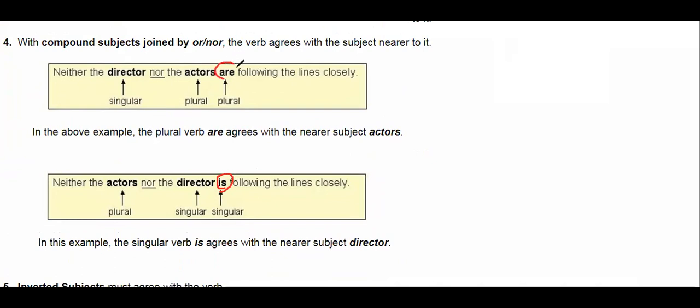Over here, we've used are. Why? Because the subject closer to the verb was plural. Over here, the subject closer to the verb is singular. So your verb is also singular. In this example, the singular verb is agrees with the nearer subject, which is director.